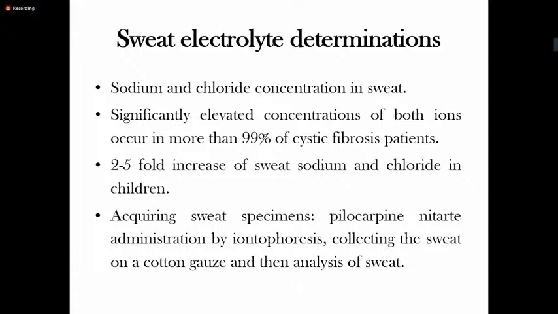Now this is how we acquire the sweat specimens. Pilocarpine nitrate is administered by iontophoresis, and then we collect sweat on cotton gauze, and we then analyze this. So we give pilocarpine. Pilocarpine is like an anesthetic, and it dilates the sweat ducts, and the sweat glands now excrete most of the fluid you need for analysis. So this is how you collect it.